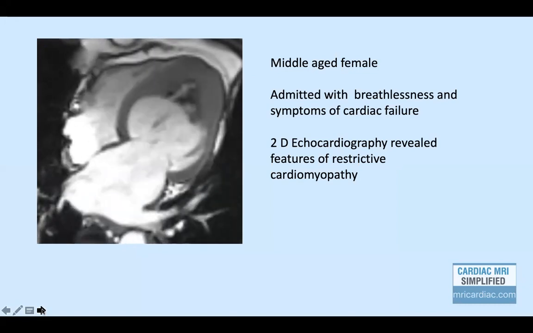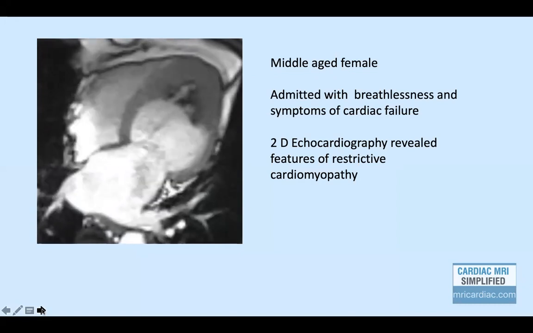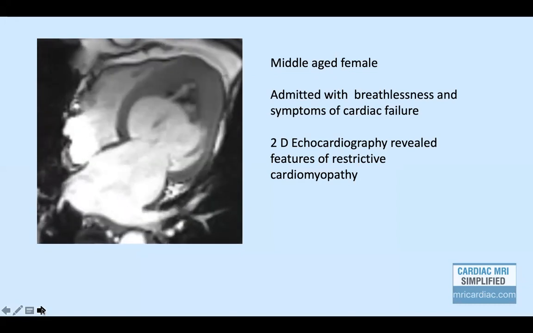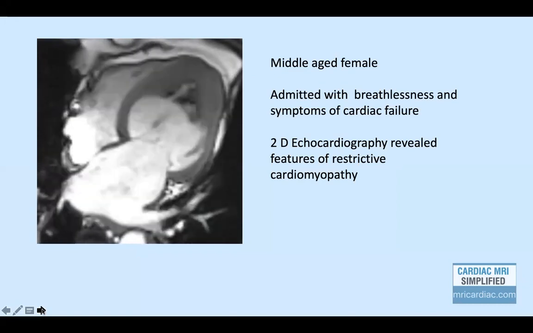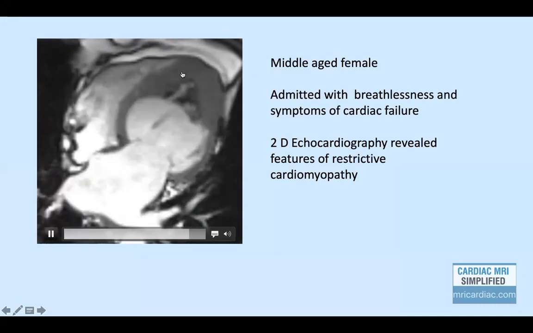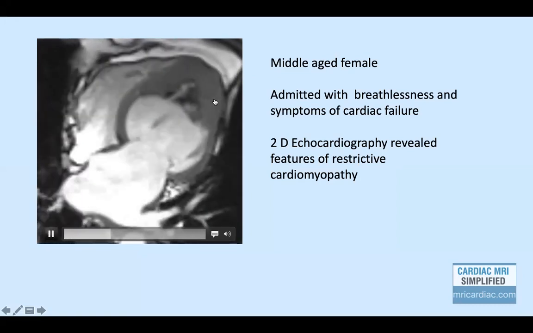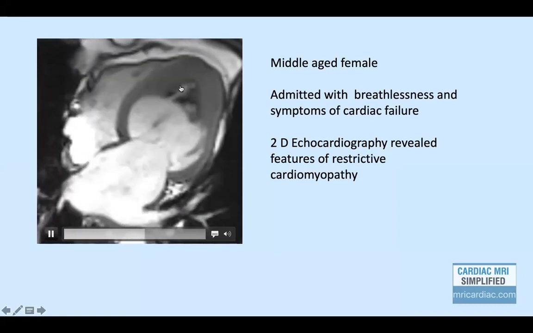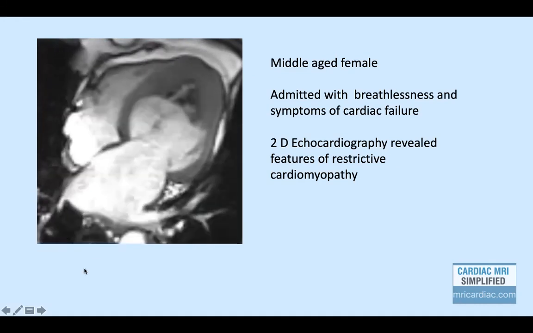Middle-aged female presented with breathlessness and symptoms of cardiac failure. 2D echocardiography revealed features of restrictive cardiomyopathy. These are cine 4-chamber views, which show the presence of low signal intensity thrombotic obliteration of the left ventricular apex. Also note this hypointensity along the endocardial margin.